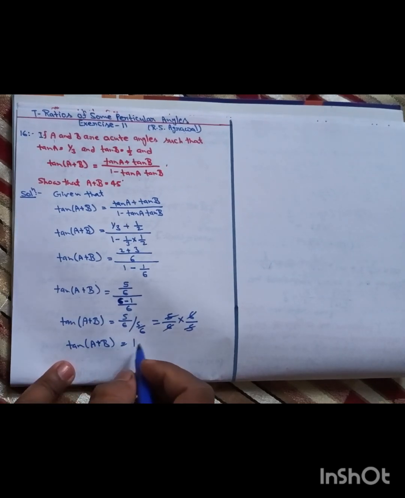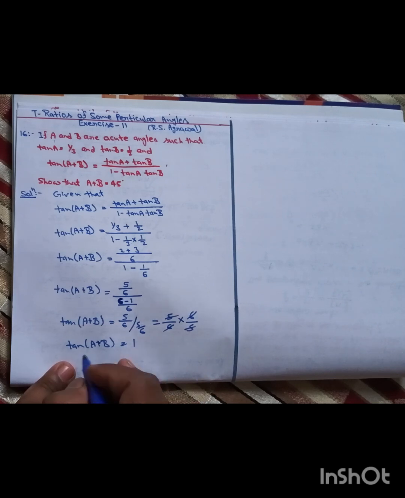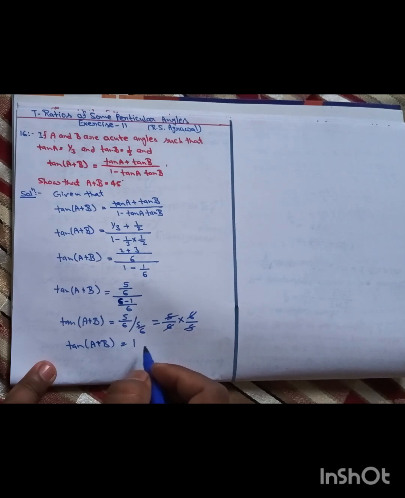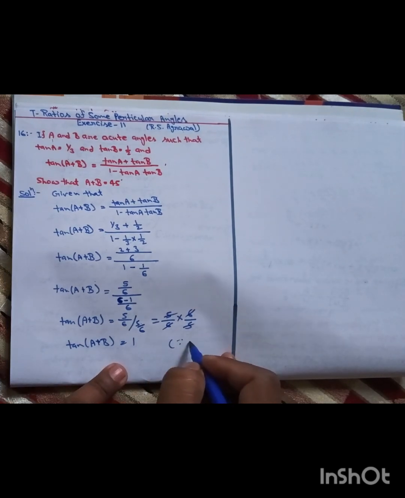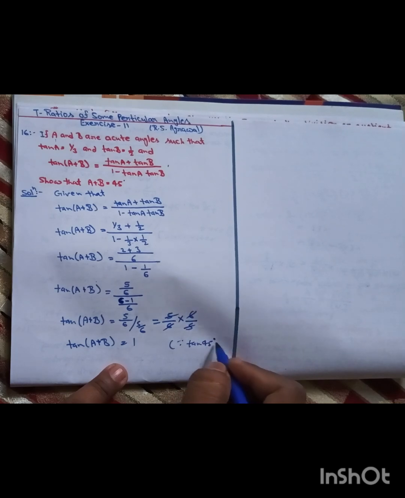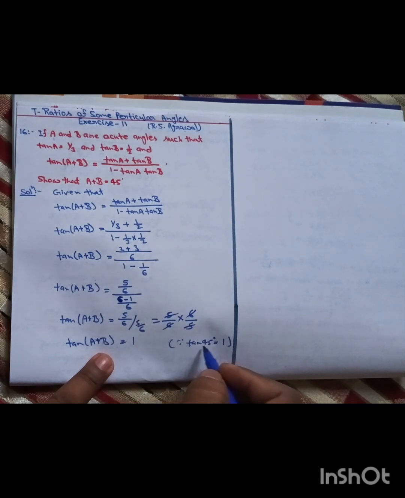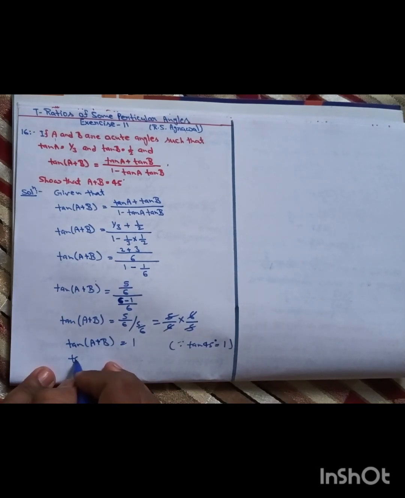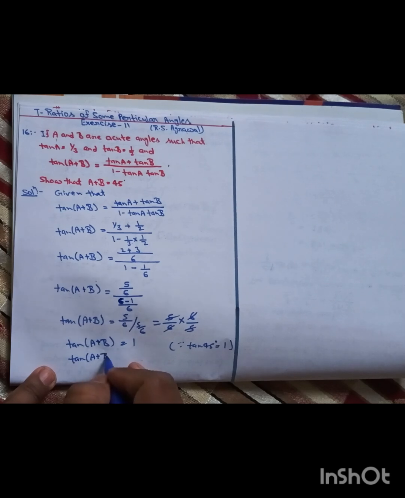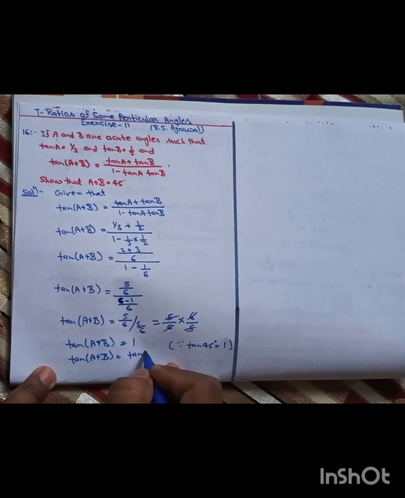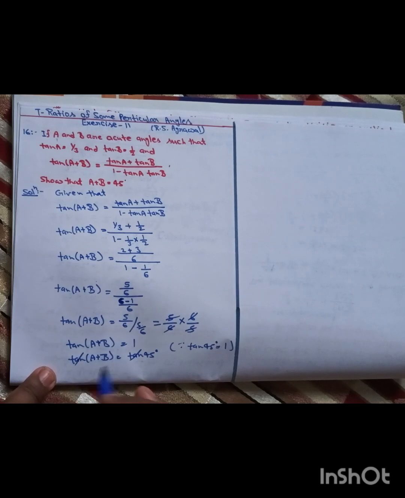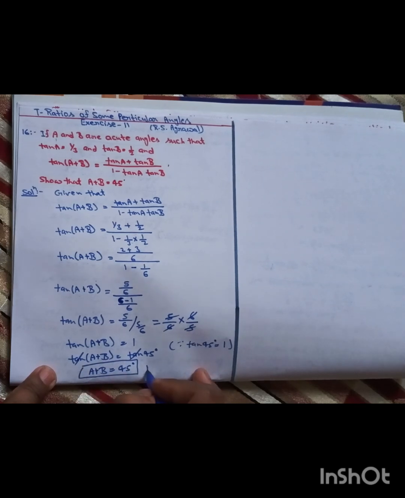Okay, so the value of 1 is tan 45. We already know that tan 45 degrees is equal to 1. So in place of 1 we can write tan 45 degrees. So we can write tan(A plus B) is equal to tan 45 degrees. So tan will be cancelled and we will get A plus B is equal to 45 degrees. Okay, hence proved.